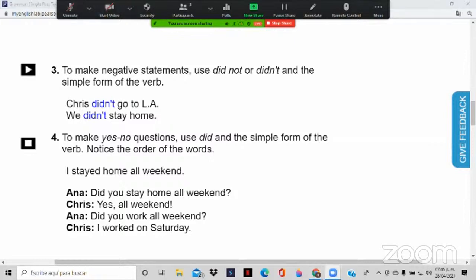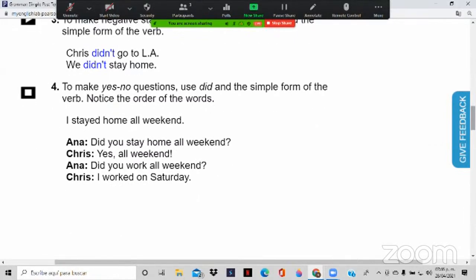To make yes-no questions, use did and the simple form of the verb. Notice the order of the words. I stayed home all weekend. Did you stay home all weekend? Yes, all weekend. Did you work all weekend? I worked on Saturday.